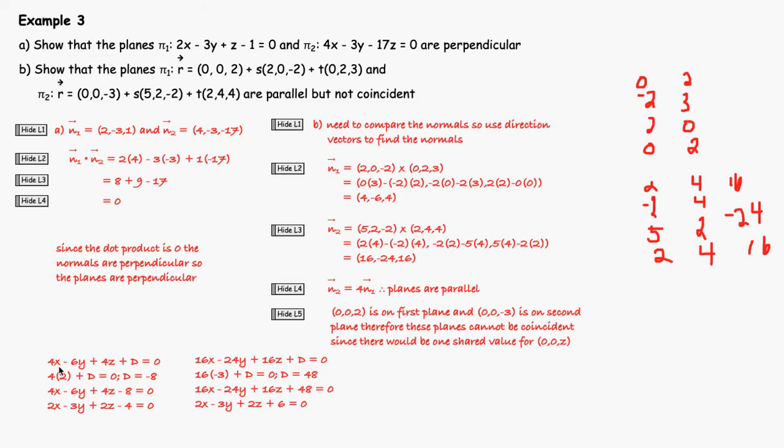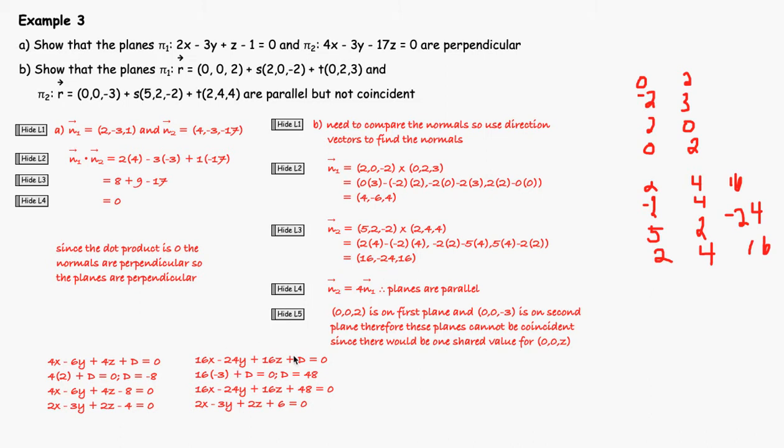So here we go. I've determined the Cartesian equation using the normal, and then because we have 0, 0, 2, 4 times 2 plus d is 0, d is negative 8. Plugging that back in, 4x minus 6y plus 4z minus 8 is 0, divided by 2. 2x minus 3y plus 2z minus 4 is 0. That's Cartesian equation number 1.